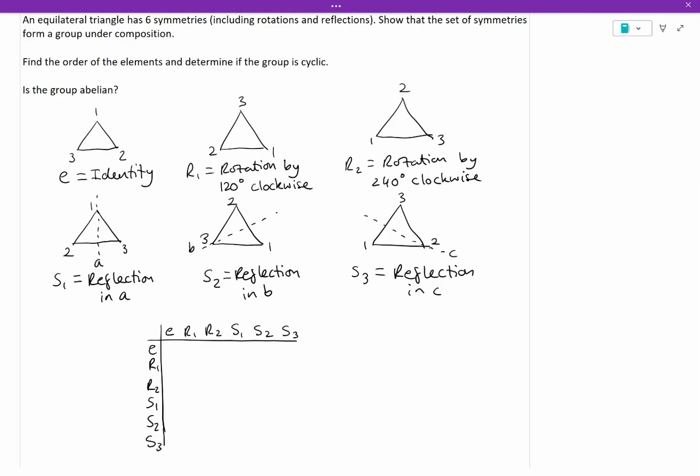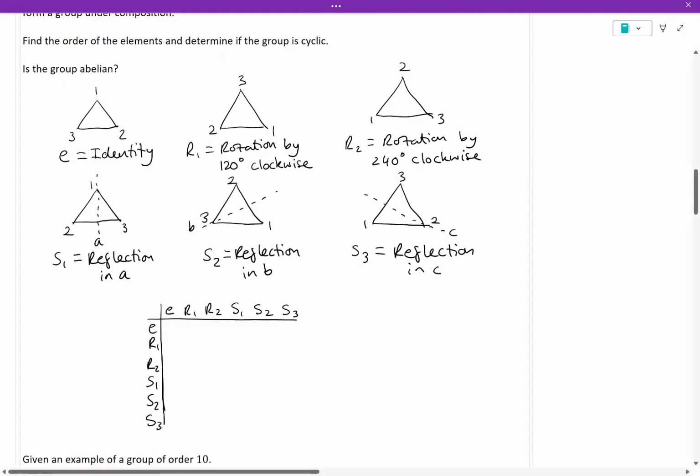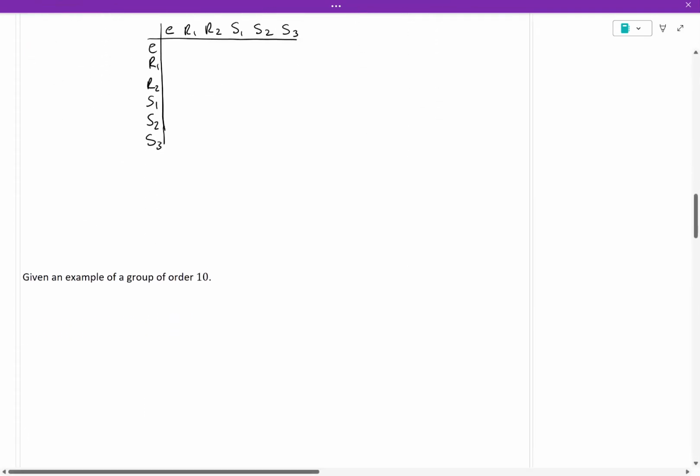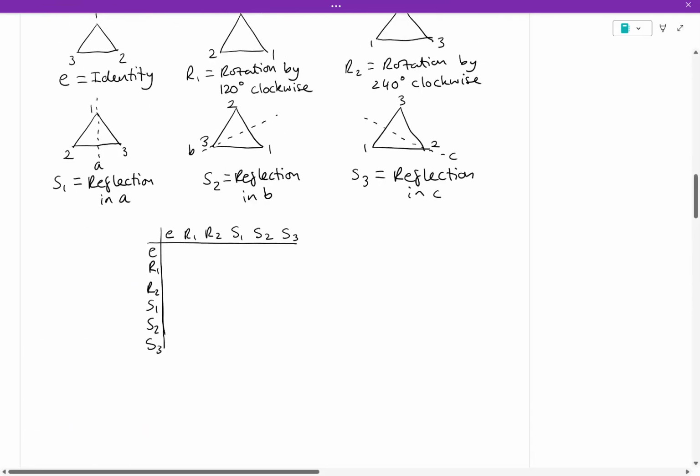Like that. Now let's fill in the easy parts first. The identity, I'm just going to make a bit of space. The identity doesn't do anything to any of the elements, so we're just going to write out the same row again. And then same for the column.